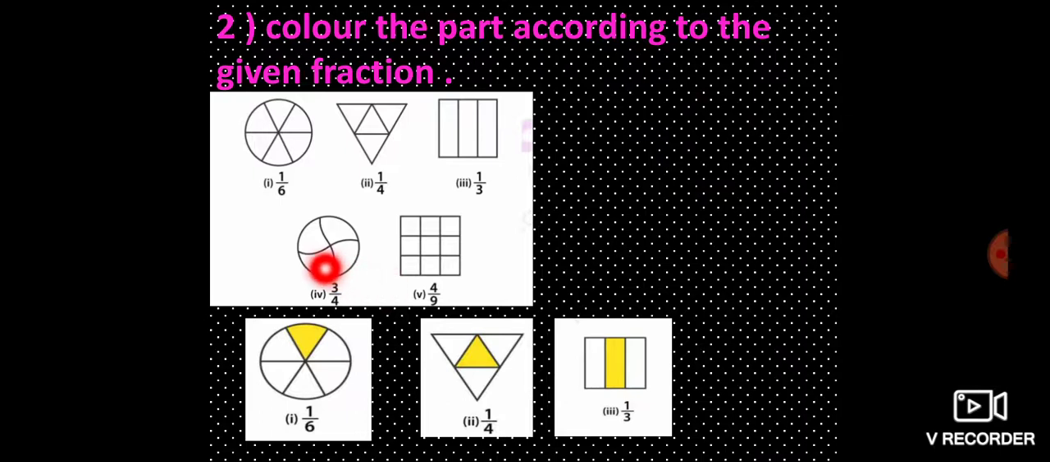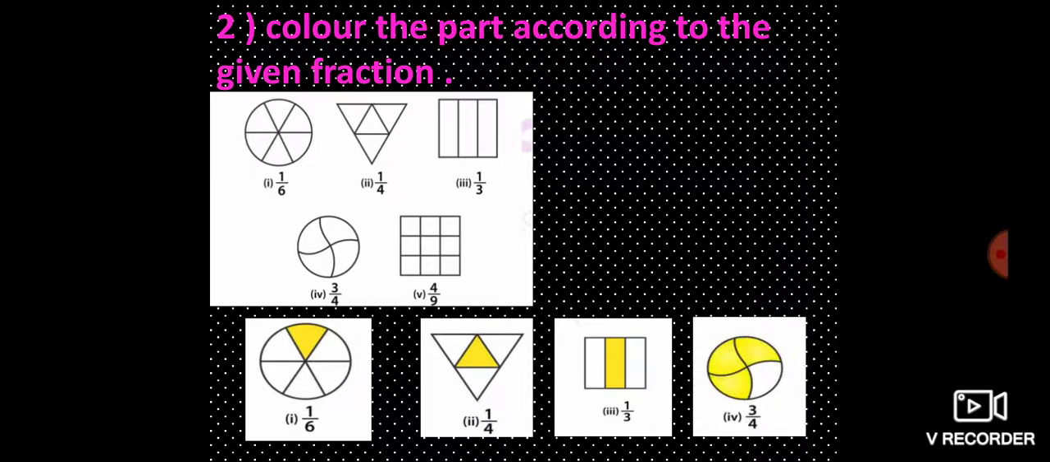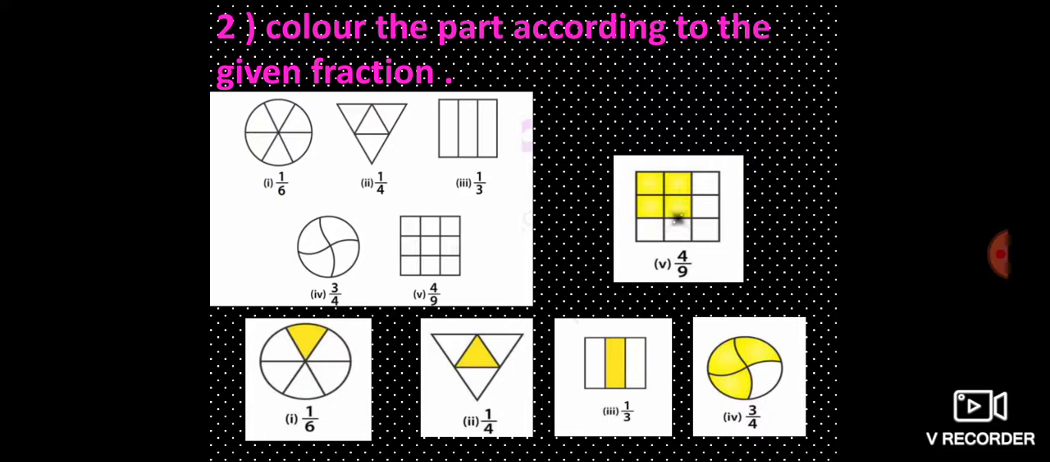Then fourth question, 3 by 4. 3 by 4 means 3 parts are shaded. Like this, 3 parts are shaded. And the fifth question, 4 by 9. Then 4 parts are shaded. Okay. These are about fractions. Very simply we can write the fractions according to the pictures.